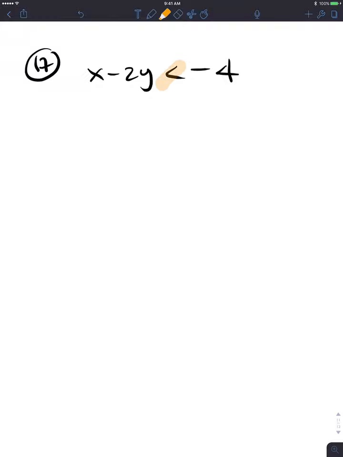Number 17. x minus 2y is less than negative 4. A strict inequality will give us a dotted line. In order to start, we have to first graph the equality. We have to put this in slope-intercept form.